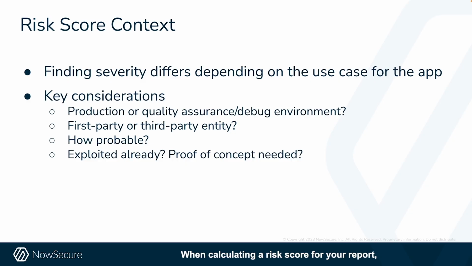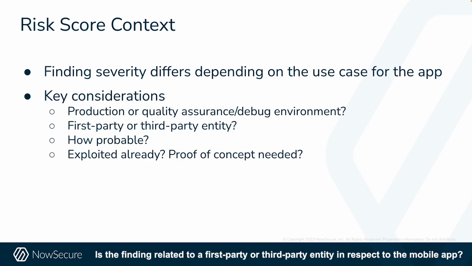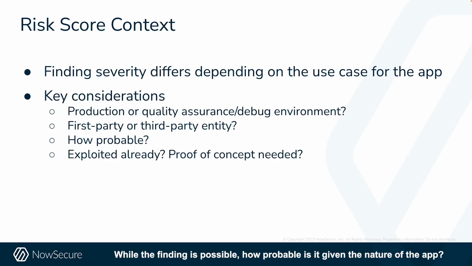When calculating a risk score for your report, you must keep the context of the finding in mind. The same finding for one app may have a different risk score than a different app. When considering the context of risk scores, consider the following. Is the finding within the context of a production or quality assurance debug environment? Is the finding related to a first-party or third-party entity in respect to the mobile app? While the finding is possible, how probable is it given the nature of the app? Has the finding been exploited already, or would a proof of concept be needed?